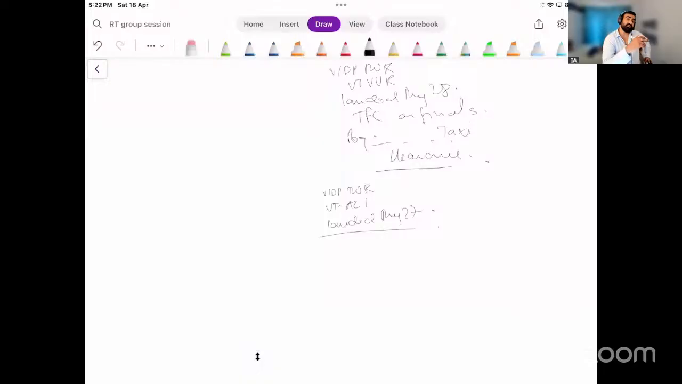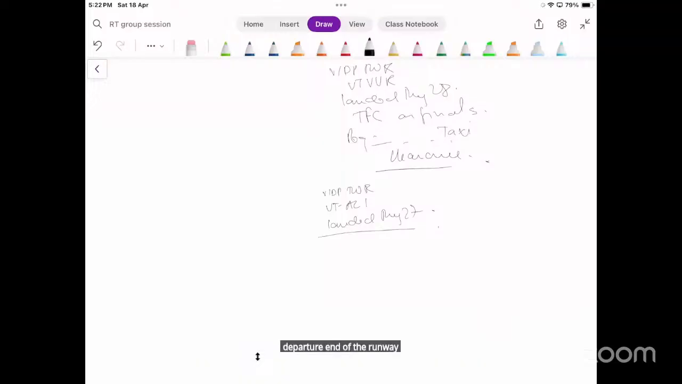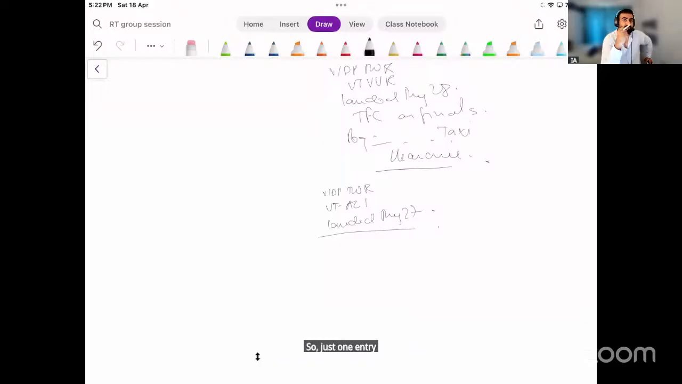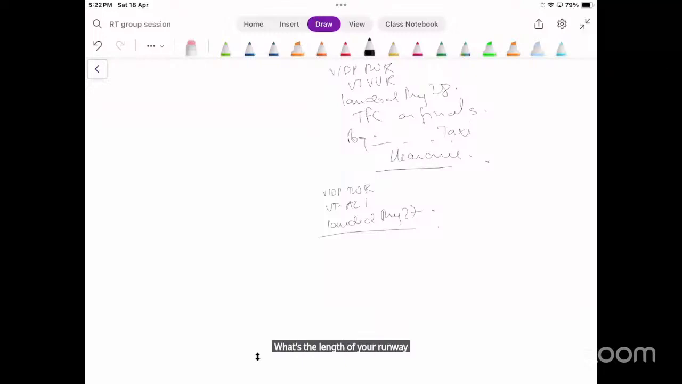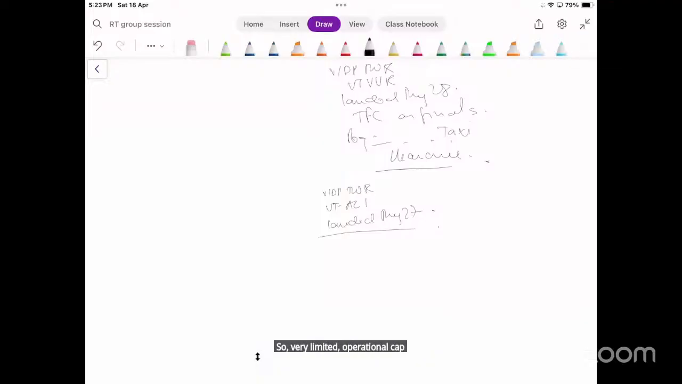So you had to vacate after backtracking. Was there no exit towards the departure end of the runway? Negative, sir. We had directly onto the taxiway. So you had just one entry on the runway. Just one entry, yes, sir. What was the length of your runway? It was 1,000 meters, exactly 1 kilometer. So very limited operational capabilities. Very limited and very narrow also.